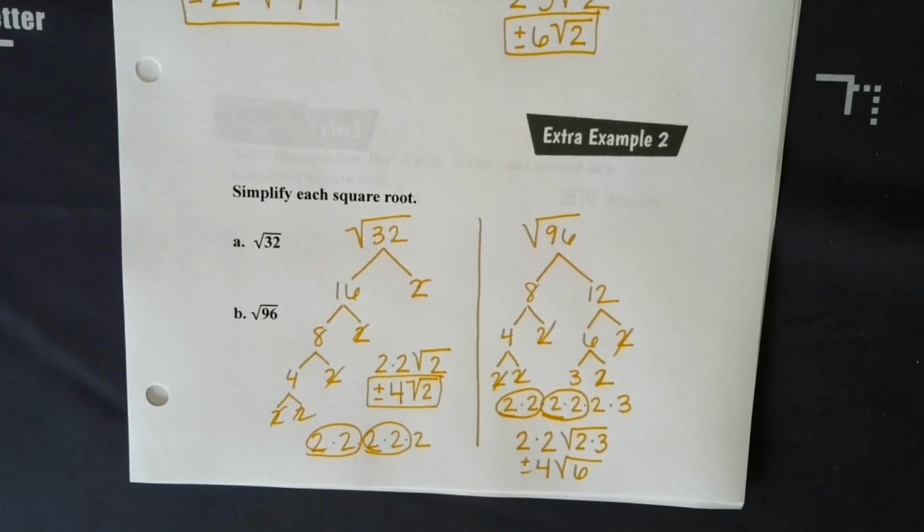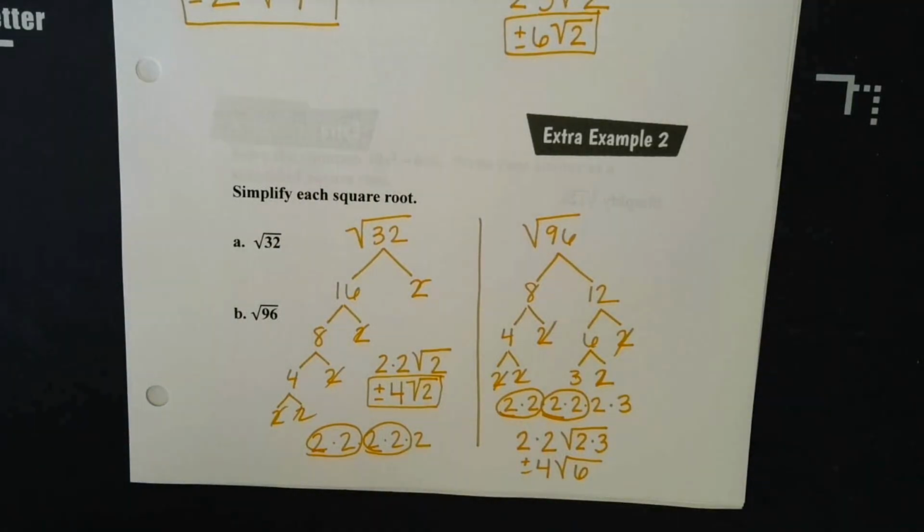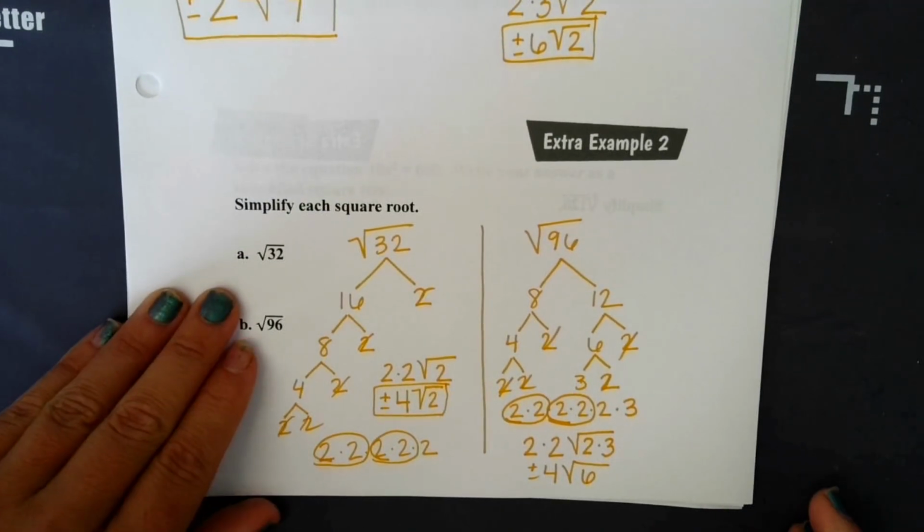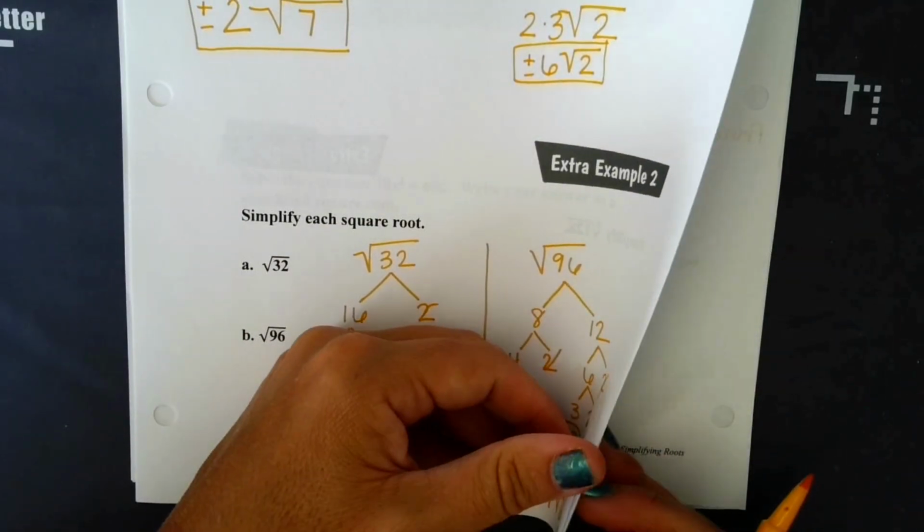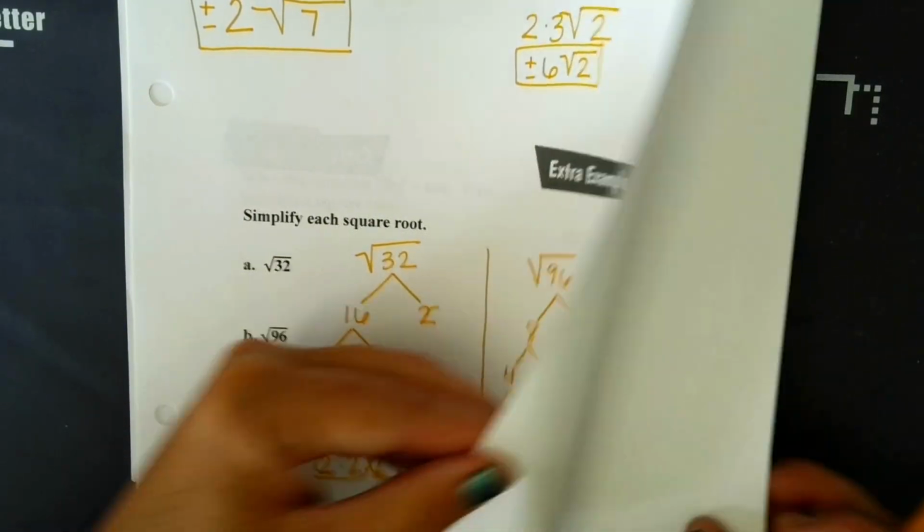What questions do we have about simplifying square roots with prime factorization? It is pretty easy. I think it's the easiest one, except for the other method. Let's go ahead and flip the page.